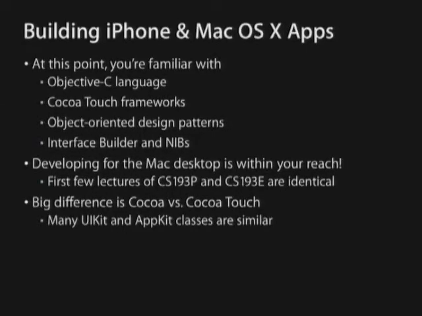UIKit was created after AppKit. There's a lot of the same types of things. You've got UIWindow and NSWindow, UIView, NSView. A lot of classes are very, very similar, if not identical. There are a lot that don't exist on one or the other. So again, developing for the phone versus developing for the desktop, there are some pretty big differences. So there are things that may not exist on one or the other.